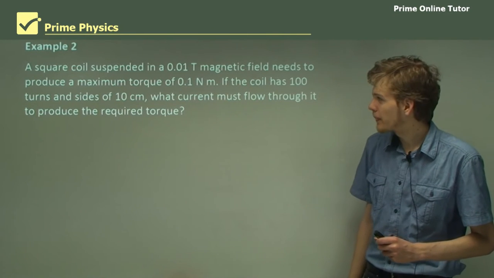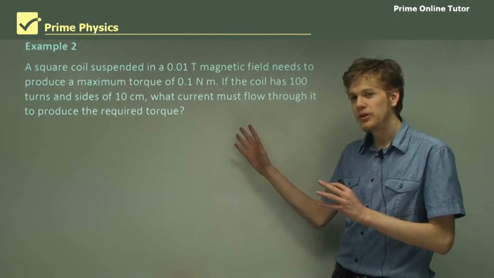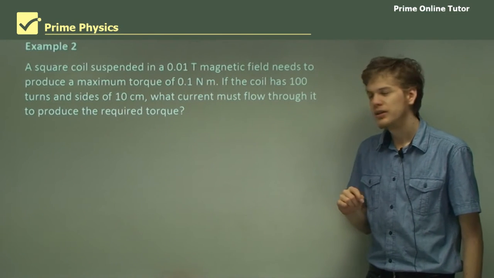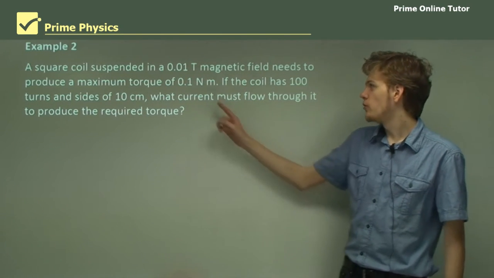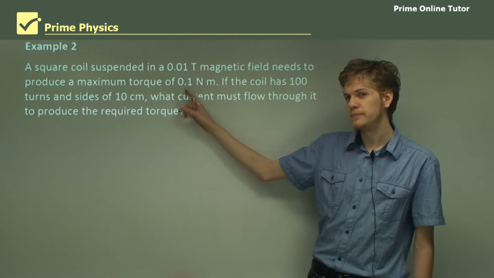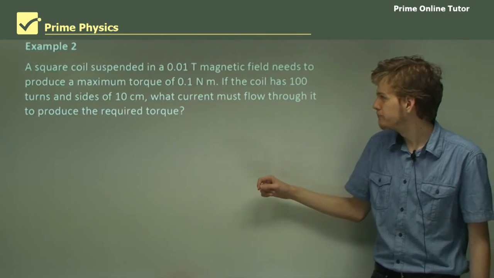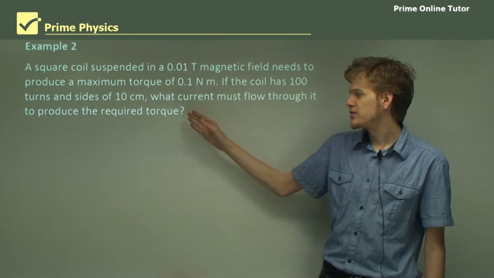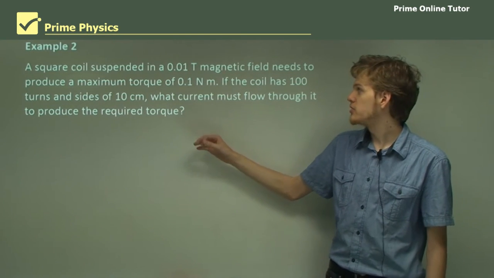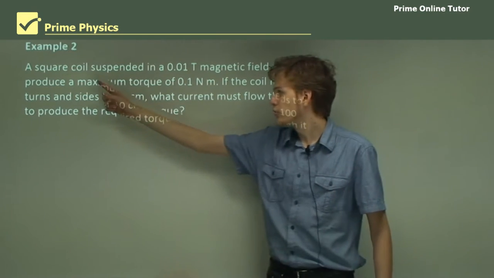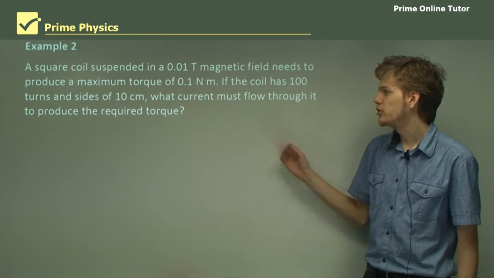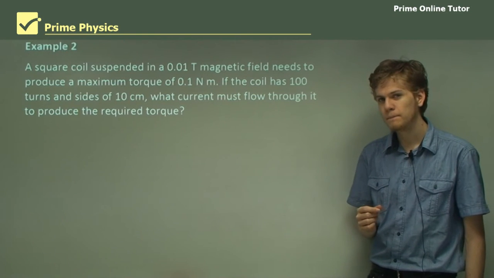Example 2. A square coil suspended in a 1/100th of a Tesla magnetic field needs to produce a maximum torque of 0.1 Newton meters. Right? The coil has 100 turns and sides that are 10 centimeters long. And remember, it's a square coil, so both sides will be 10 centimeters long. What current must flow through it to produce the required torque?